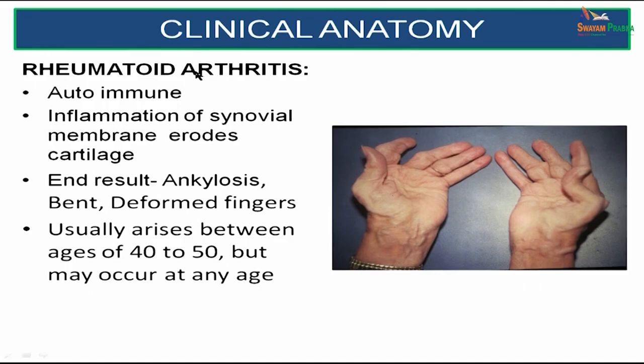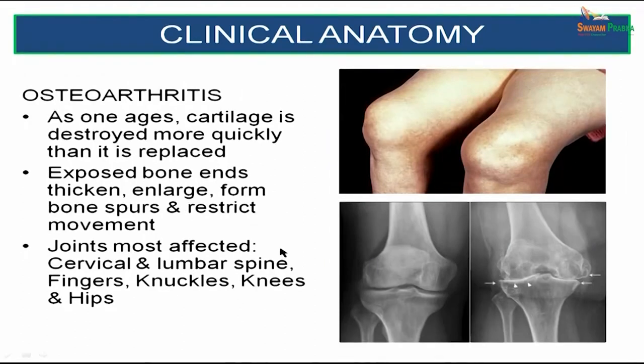So, rheumatoid arthritis, the one shown in this picture, is an autoimmune condition. There is inflammation of the synovial membranes, and therefore there is erosion of the cartilage of the joints. This results in ankylosis or stiffness of joints. Joints become bent and deformed. This happens between the age of 40 to 50, but can occur at any age.